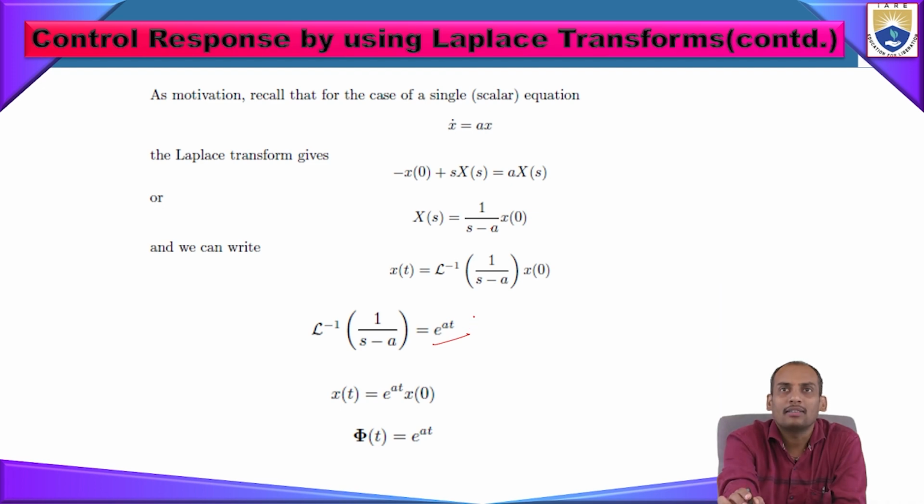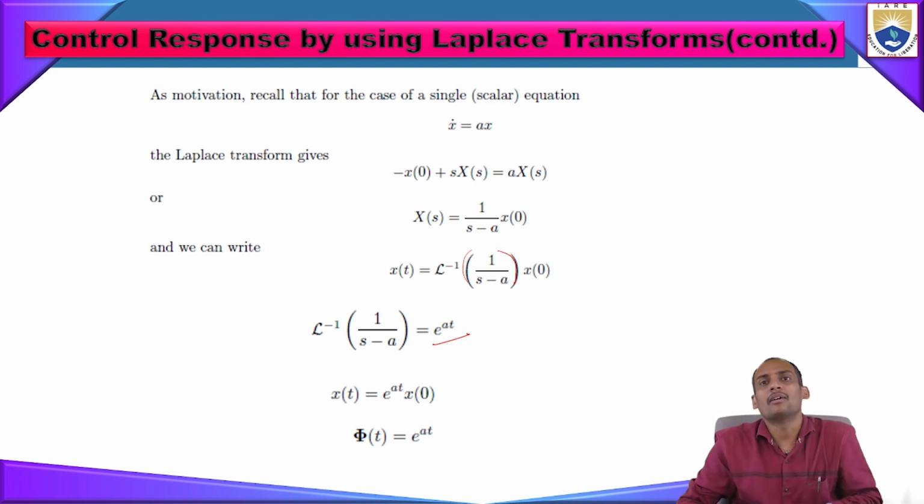This is for the direct Laplace transform. Then the inverse Laplace transform of 1 by s minus a will be equal to e power at. So then the total x(t) we can write as e power at into x(0). Then phi(t) will be equal to e power at. Okay, so this is for a function in terms of exponential form.